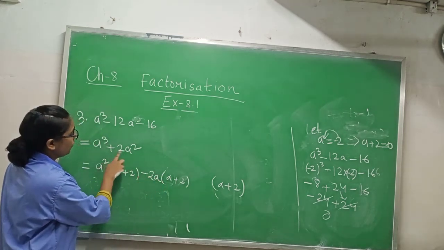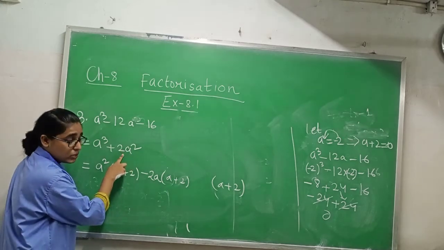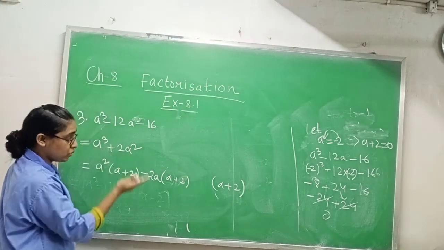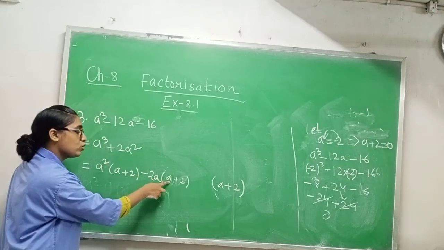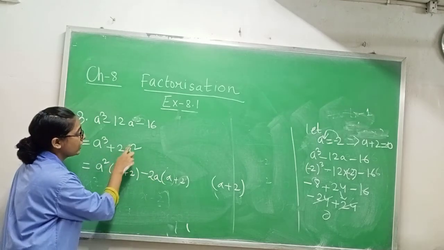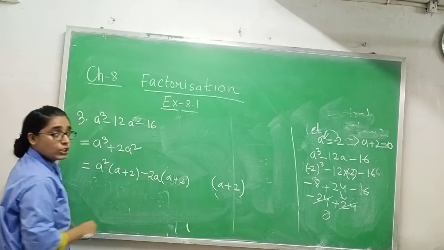Why? Because here we have plus 2a square. I have to remove this one. To remove this one, I need the opposite sign. Here it is plus sign. Now I need minus sign. 1a is already present, but I need 2a square. So I am multiplying with 2a.